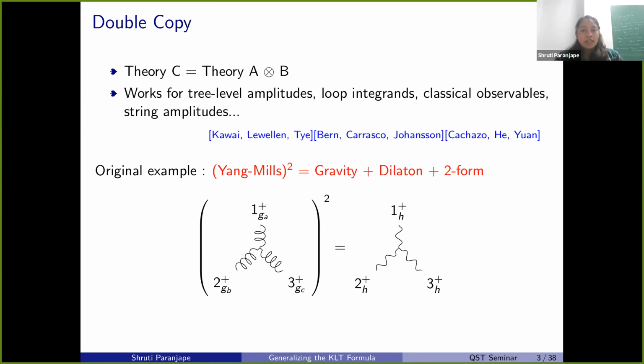So the original example then in field theory was that Yang-Mills squares to gravity. And at 3-point, this is very simple. It just looks like a 3-point amplitude. You square the 3-point amplitude between gluons and you get the graviton amplitude. This was probably a bad choice of helicity states, but please ignore that.